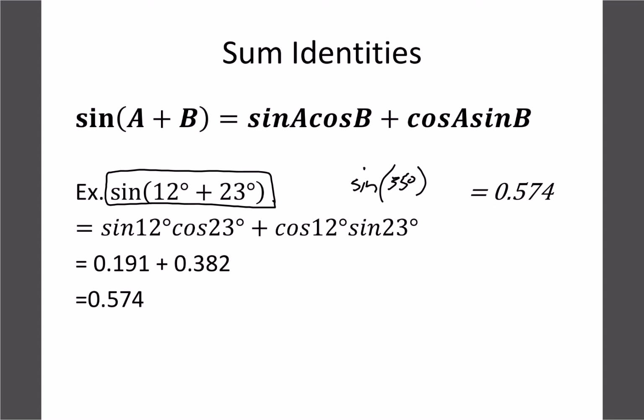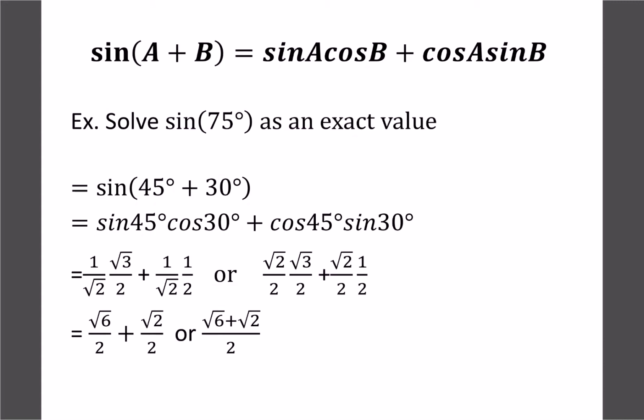So the first identity is take the sine of the first, so sine 12, cos of the second, cos 23, then we add cos 12 and sine 23. So if we actually do those on our calculators, we see that our answers are indeed the same. So what that means is, quite often what we're going to do is actually solve these as exact values. And sometimes we'll work backwards.